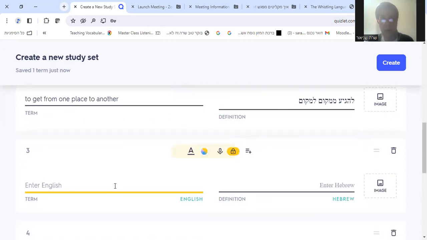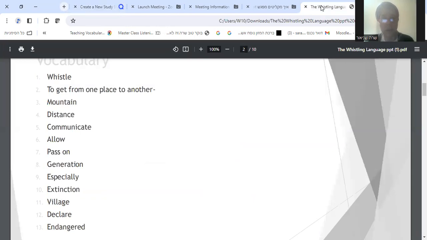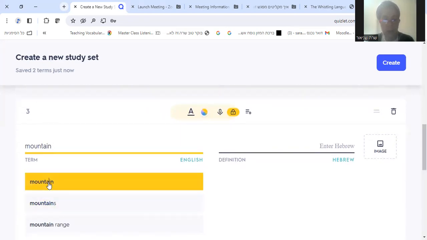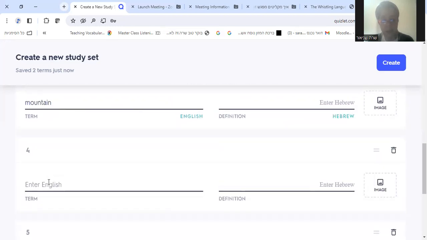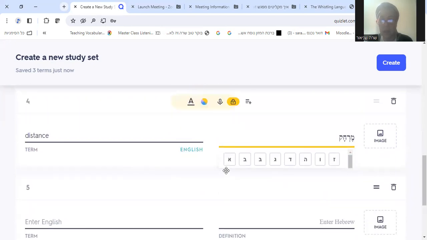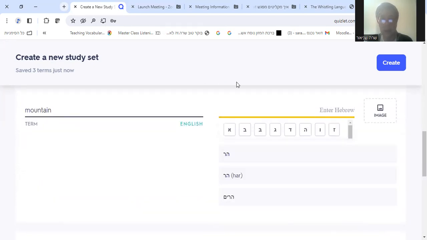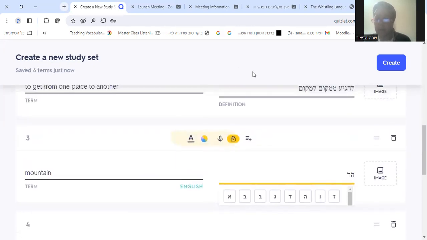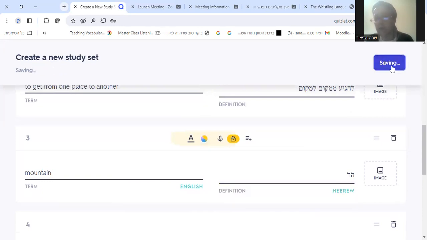Okay. Number 3, what was it? Mountain and distance. Mountain. גם יש לכם אופציות ל-distance. Distance יהיה כתוב מרחק. Mountain. Okay, נגיד פה סיימתי. You'll write down all the other words, but let's say I'm finished, so I'll press create.